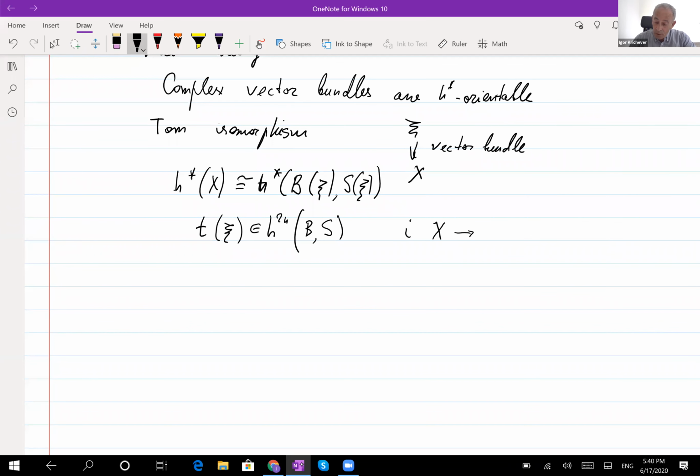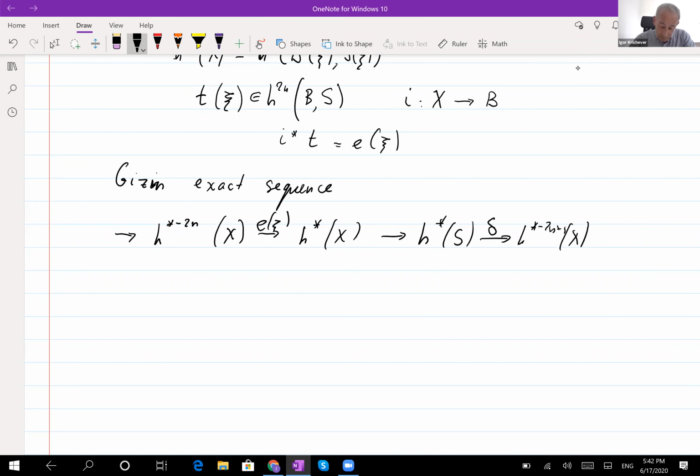But it also can be used, and again, it's crucial for all other considerations, that from that sequence it's easy to derive that the cohomology of complex projective space is isomorphic to the Taylor formal series in some variable u, which is exactly the Euler class of the canonical line bundle.